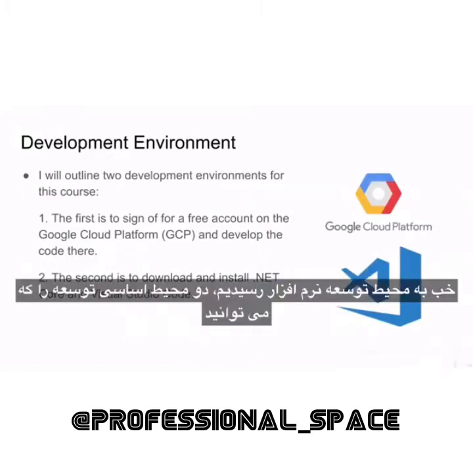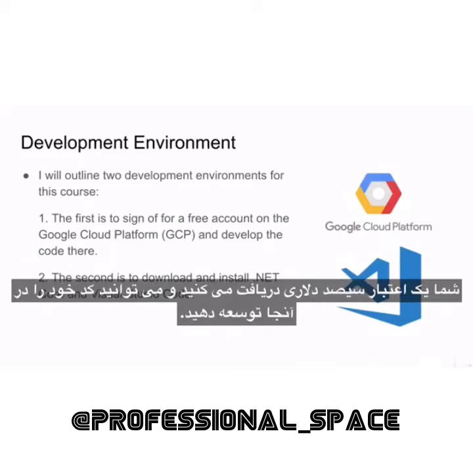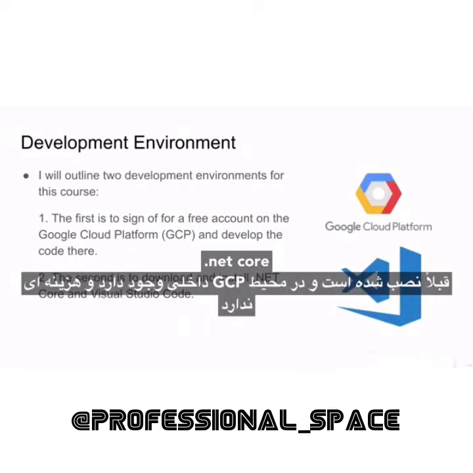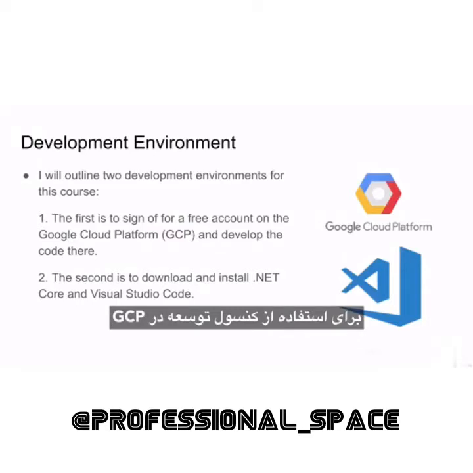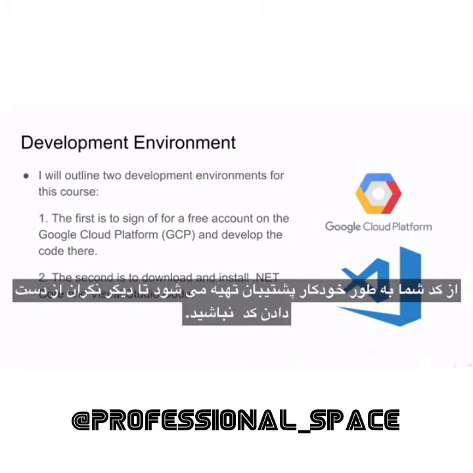As far as the development environment, I'll outline two basic development environments that you can use for this course. The first one is to sign up for a free account on the Google Cloud Platform, or GCP. You get a $300 credit and you can develop your code up there. .NET Core is already installed and there's a built-in editor in the GCP environment, and there's no charge for using the development console in GCP. If you're interested in learning a little bit about the cloud, it's a great way to develop, and your code is automatically backed up, so you don't have to worry about losing any code up there.